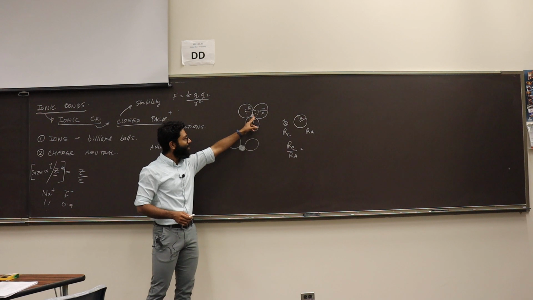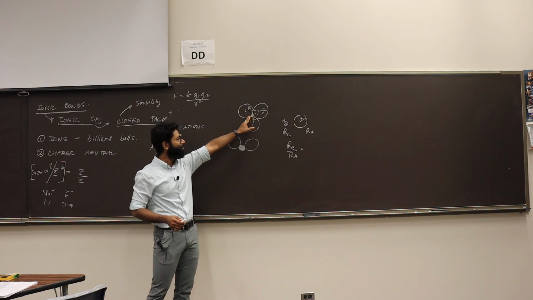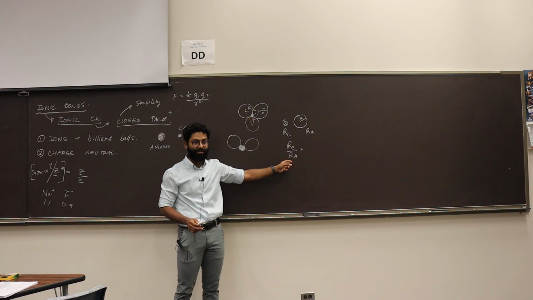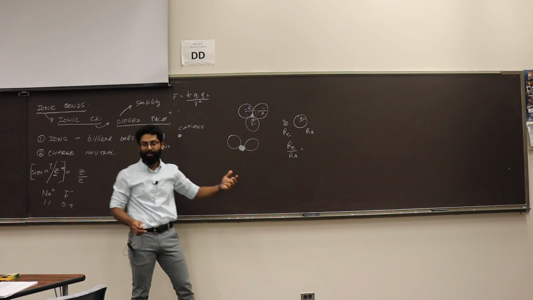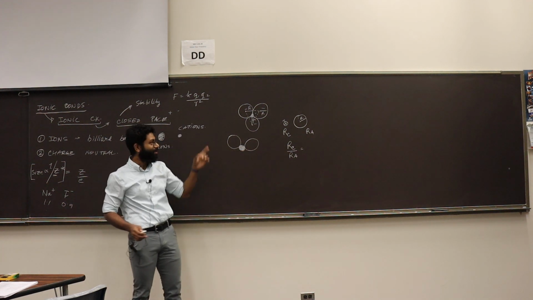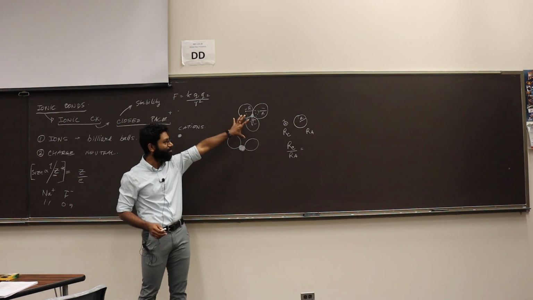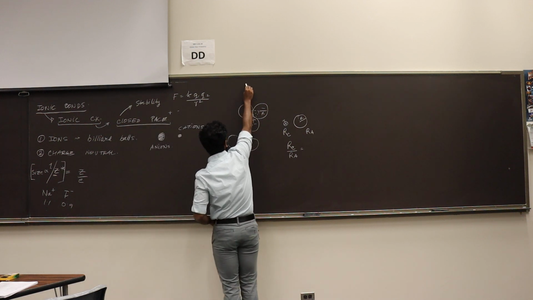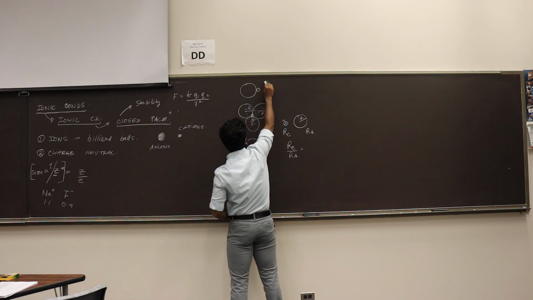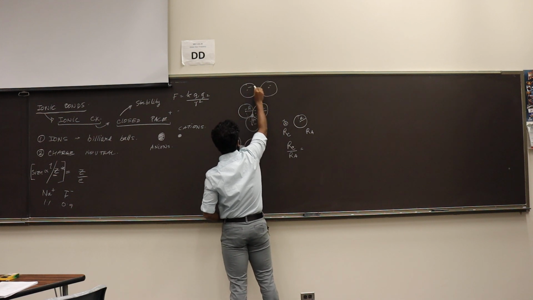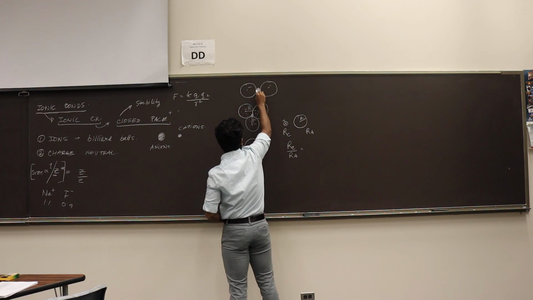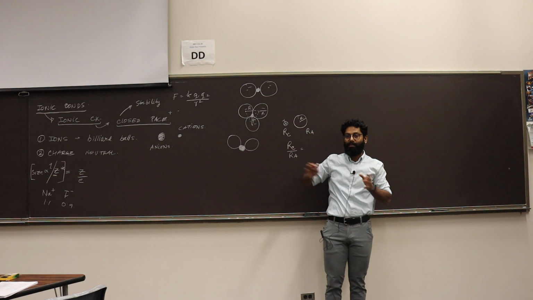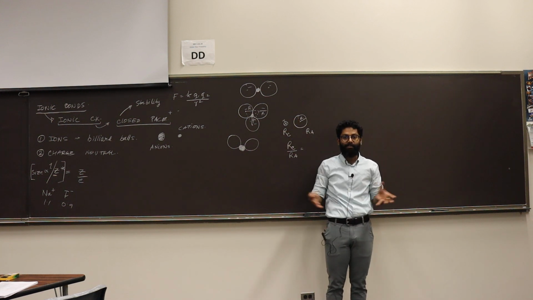if this is really small, this arrangement is only true for a certain radius ratio for cation to anion. If that radius is smaller than this, this particular thing is not going to be stabilized. So then what we are going to have has to be something like this in order to stabilize it, because then at least it has two anions touching the cations.